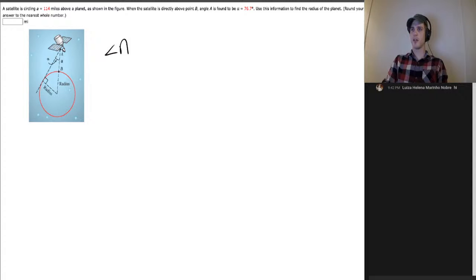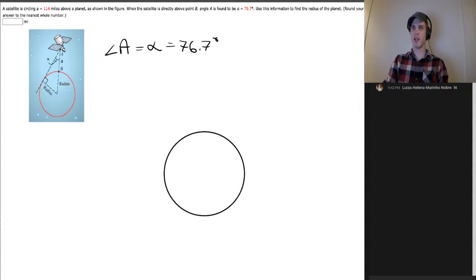So angle A, they're calling it alpha. So they're using two names for this, and alpha equals 76.7 degrees. I'm not sure why they've done that, but that's really confusing. The radius of the planet is x. So let me actually draw this slightly better. We've got a planet. So here's our planet. And planets have radii. So the radius goes from the edge to the circle, and then to the center, and so on. Okay, so assume these are the same length. These are both the radius, which I'm going to call r for the moment.